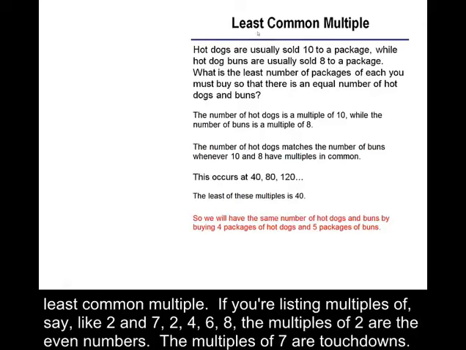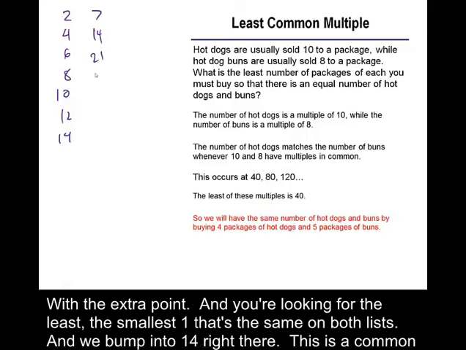Shifting to least common multiple, if you're listing multiples of, say, 2 and 7: 2, 4, 6, 8, the multiples of 2 are the even numbers. The multiples of 7 are touchdowns with the extra point. And you're looking for the least one, the smallest one that's the same on both lists, and we bump into 14 right there.